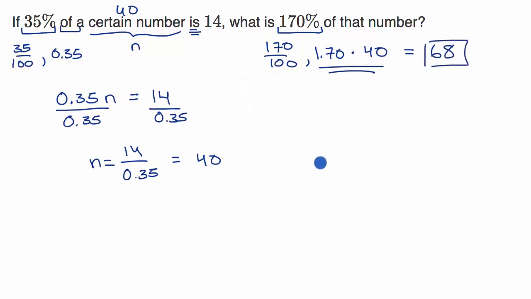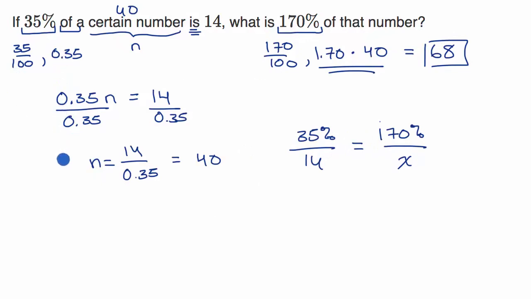Now, I mentioned there are many ways that you could approach something like this. You could actually try to set up some type of a proportion. You could say that if 35% is to 14, as 170% is to the thing that you are trying to figure out. But this might be a little bit more complicated for some of you, and this gets a little bit more algebraically complicated. And essentially, this is trying to solve everything in one step.